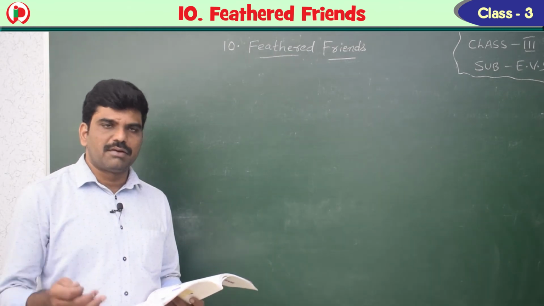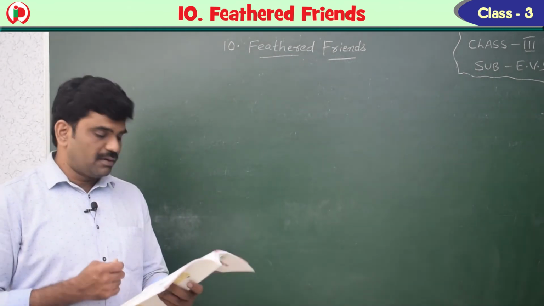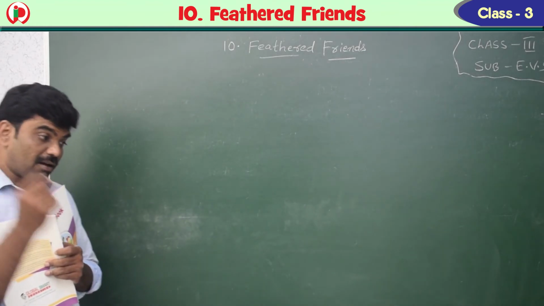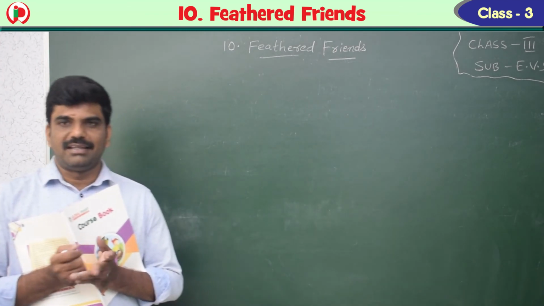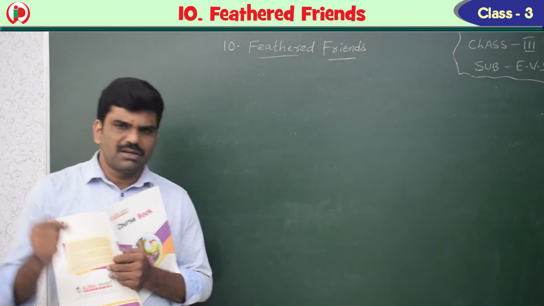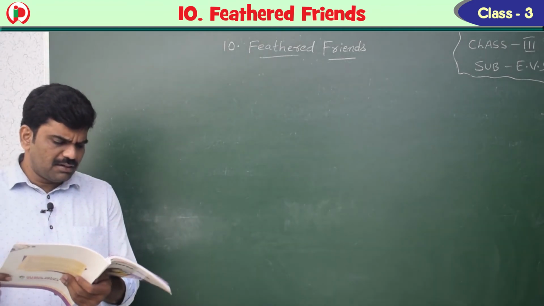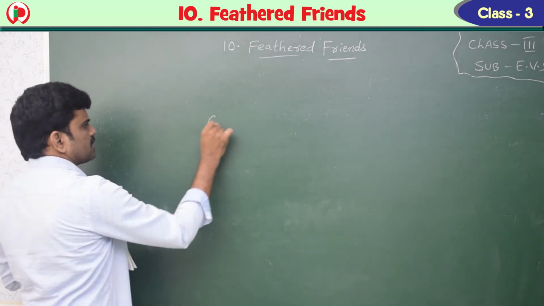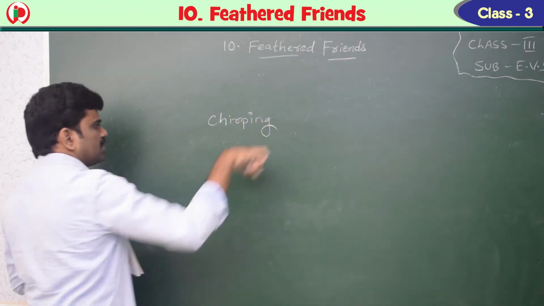Children, so far we have seen the feathers and the nests of birds. Now let's go for the sounds of birds. Children, all of us like the sounds of birds. They are very pleasant and very interesting also. Now let's see how birds make sounds. We all have heard the chirping. That sound is called chirping.